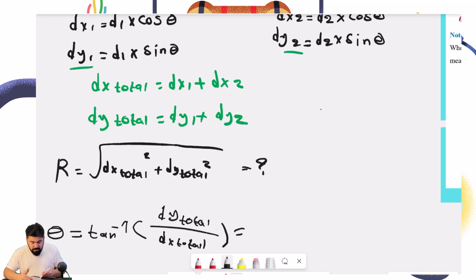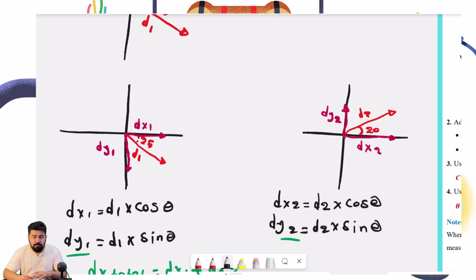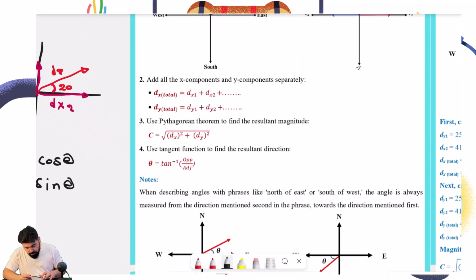Okay? And then find the angle. That's it. I mentioned, guys, in the previous video that if you have two directions, for example, south of east, we're going to take the second direction, so I'm going to take east. If I have north of west, I'm going to take west. If I have east of north, I'm going to take north. Careful, okay? So you always take the second direction when you have two directions.